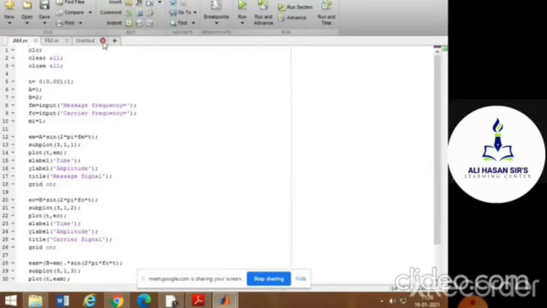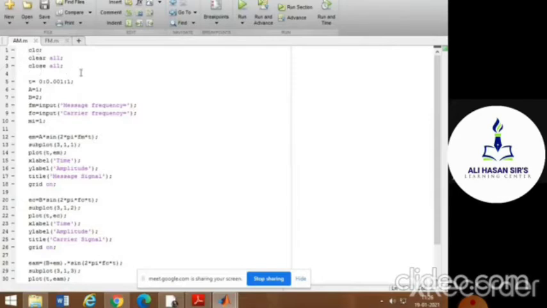Initially we have started with clc, clear all and close all. The clc instruction is used for clearing the screen. Clear all means, if you have already written any other program in this MATLAB software for another diagram or experiment, then clear all will clear the previous experiments. And close all will close the figures of experiments which you have previously run.